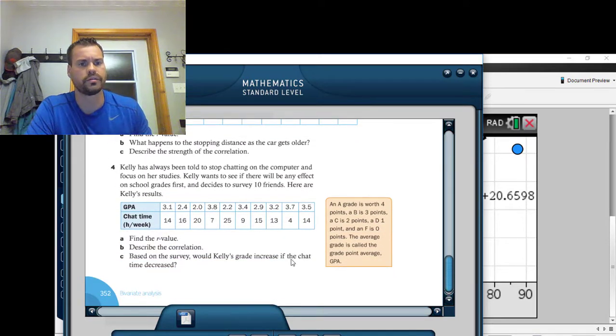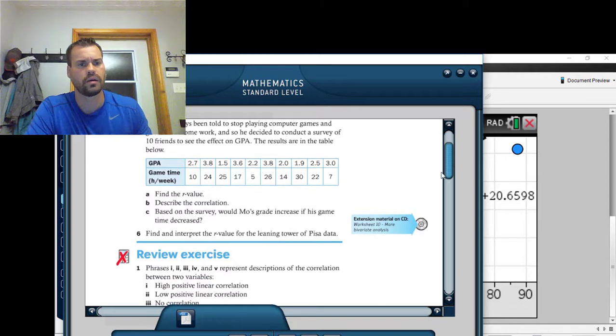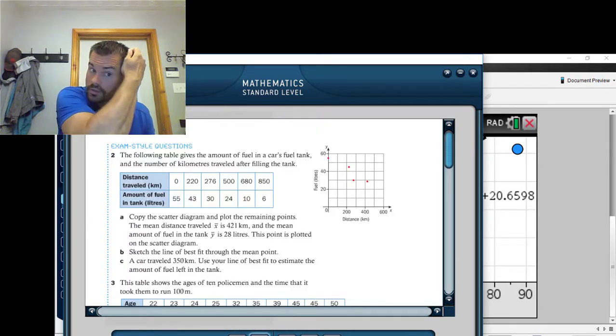So here is a question based on the survey: would Kelly's grade increase if the chat time decreased? So you're looking at the correlation. I guess it's not technically asking you to do anything with the X and Y values in any of these questions, but you can be asked to do that.